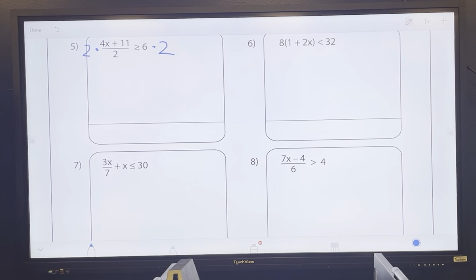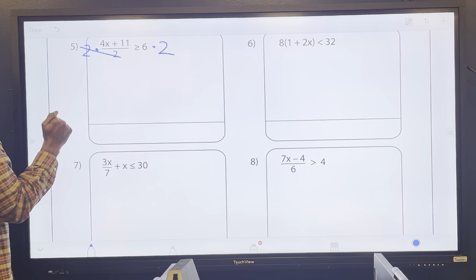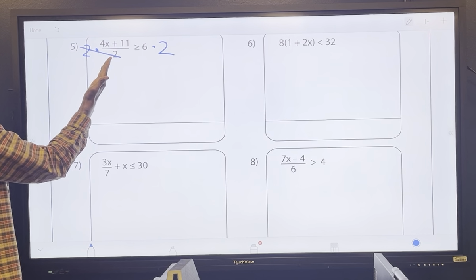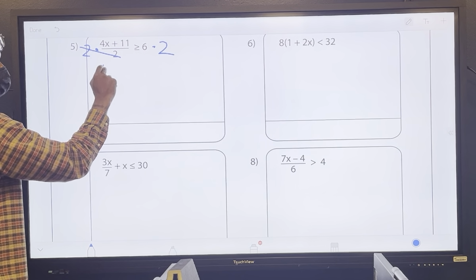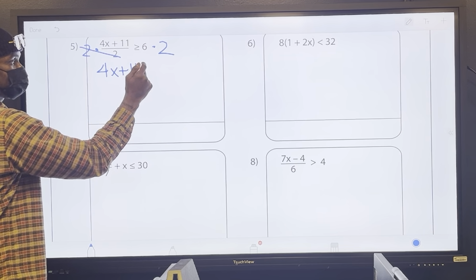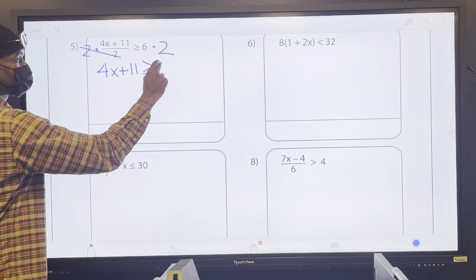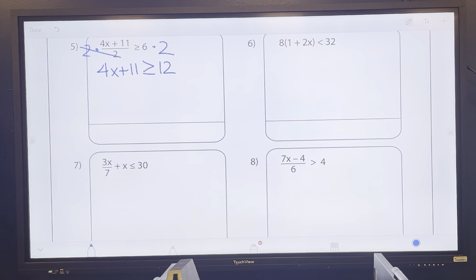What happens to my 2's right here? They cross out, leaving me with what? 4x plus 11, is greater than or equal to 12. Good work. Pause right there. Everybody agree? Then we're going to do what on both sides?